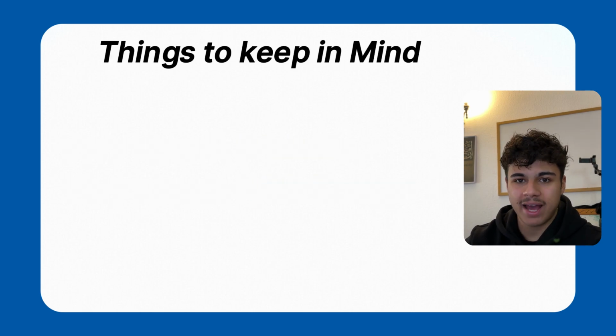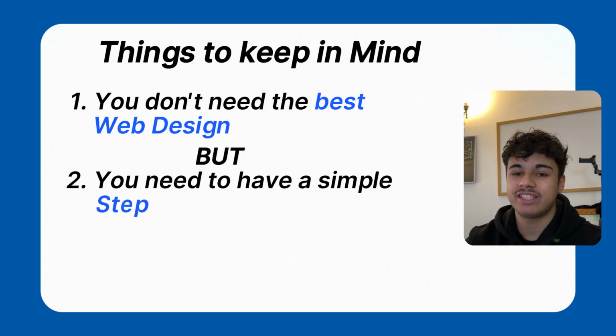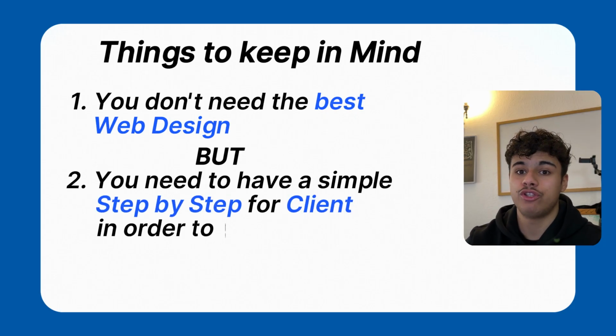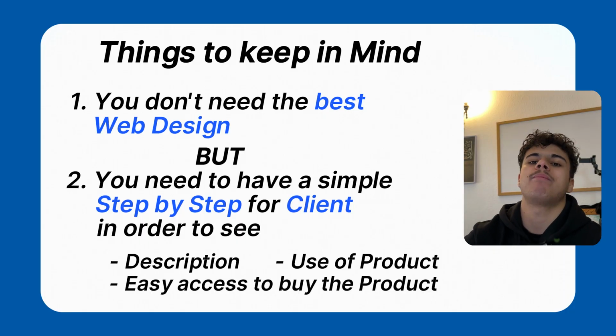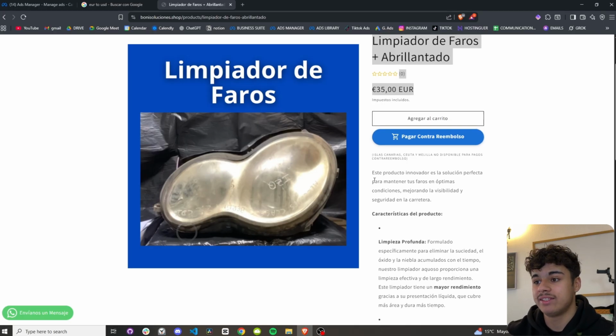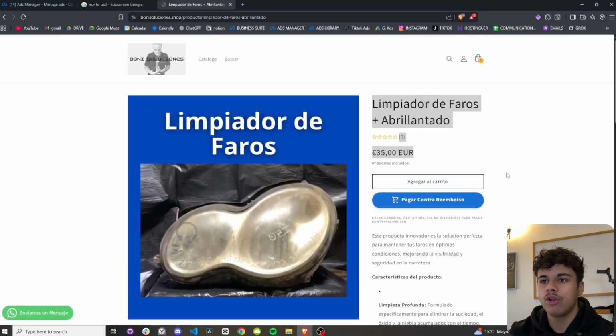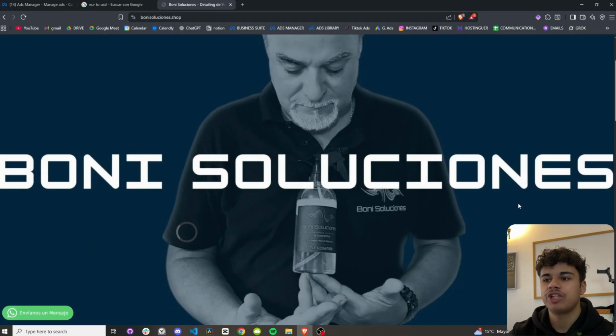The thing that you have to keep in mind is that you don't really need the best web design, but you need to have a simple step-by-step for your clients in order to see what's the description and what is the use of the product, and then have easy access to buy the product. Okay, we use Shopify because it is one of the e-commerce platforms with the best conversion rates, but you can use WooCommerce or PrestaShop or Webflow or other ones. And some things you need to avoid in your web design in order to not lose clients is adding a lot of things that are unnecessary and not having a media responsive website.